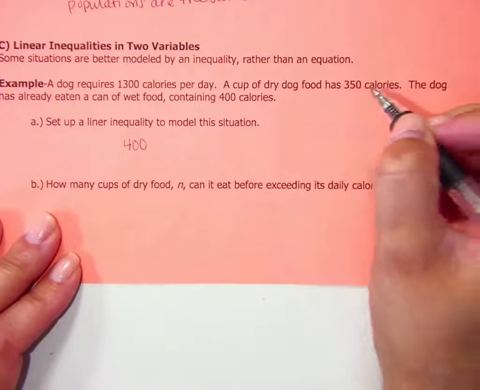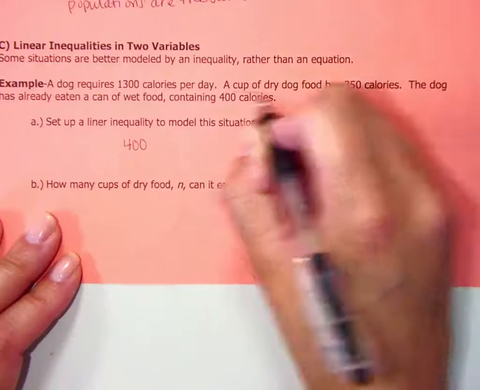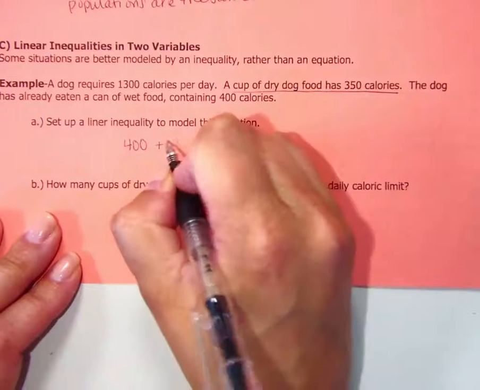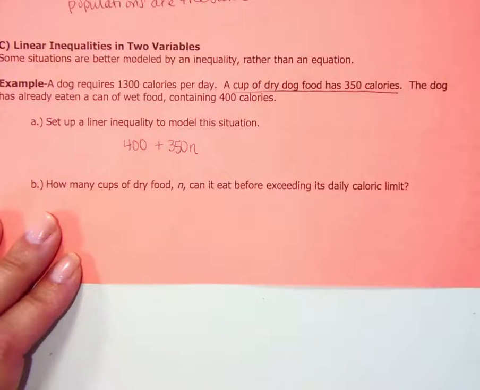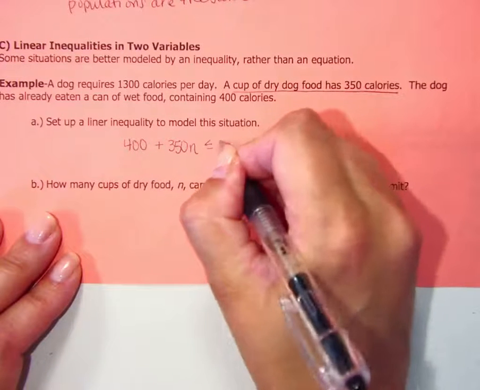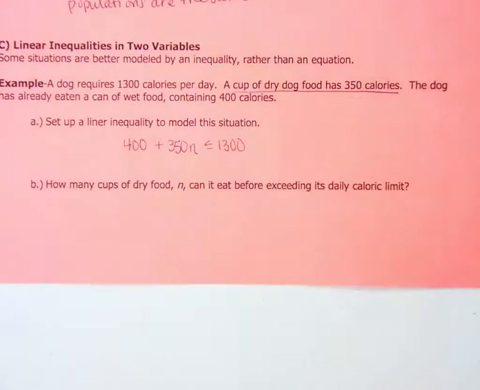So I'm looking for basically how many cups of dry dog food. So 350 calories for every can N. And that amount needs to be less than or equal to 1,300 calories because the dog can eat up to that amount. And then part B is basically just asking you to find that value of N before the dog would exceed its caloric limit. Okay, so you guys could finish solving that algebraically for N.